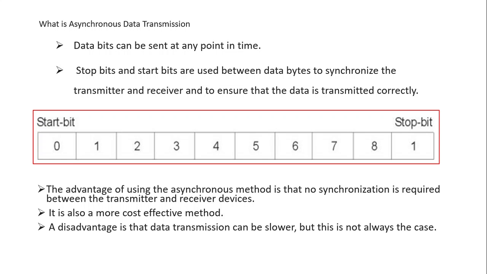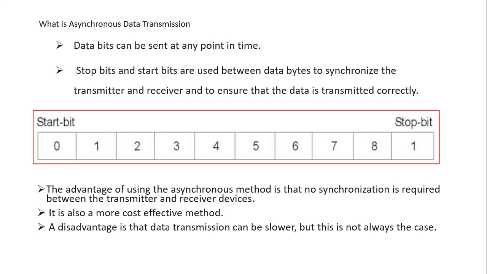What is asynchronous data transmission? To understand asynchronous, you should understand the meaning of synchronous. The word synchronous means along with. I will explain it in reference to synchronous transmission. For the time being, asynchronous data transmission means no clock is required. Data bits can be sent at any point in time. That is, you don't have to match your clock for sending the data.